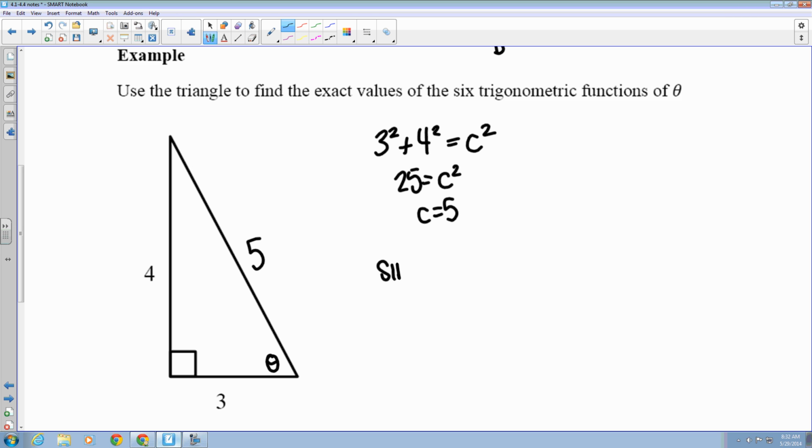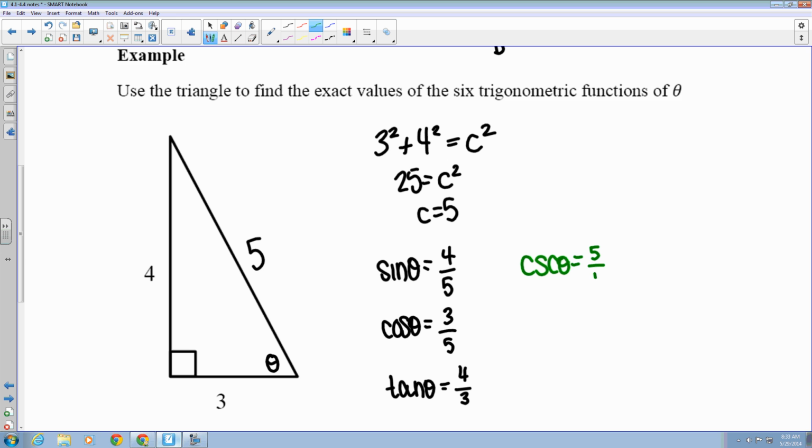Now all 6 trig functions, sine is opposite over hypotenuse, which is 4 over 5. Cosine is adjacent over hypotenuse, which is 3 over 5. And tangent is opposite over adjacent, which is 4 over 3, sorry. And cosecant, we flip it over. The second 3 are always very easy once you find the first 3.